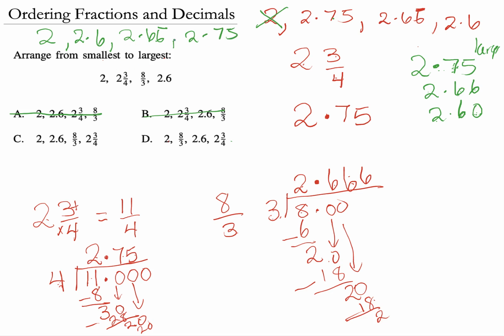Now remember, your 2.66 was the 8 over 3. So you have your 2, your 2.6, your 8 over 3, okay, and then the 2 and 3/4. So your answer is C. And this is what you do if you have a mixture of decimals and fractions. I would suggest convert the fractions to decimals, and then it will be so much easier to order it.